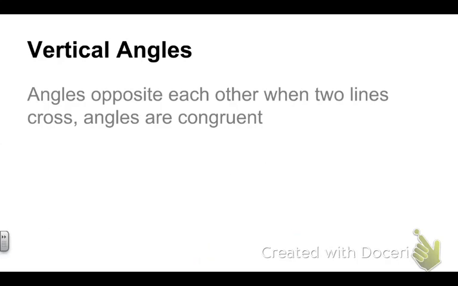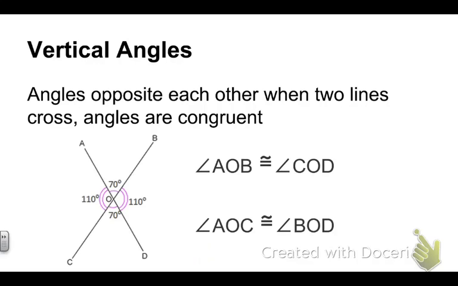Vertical angles are angles opposite each other when two lines cross. So their angles are congruent. So if you look, here's two lines that cross, two lines that intersect. Angle AOB is 70 degrees. And angle COD is also 70 degrees. They are opposite angles. They are congruent. It's the same with angle AOC and angle BOD. They're opposite angles. They're congruent. Again, you don't need to get all the words, all the angles, but I want that picture drawn so you can have a visual.